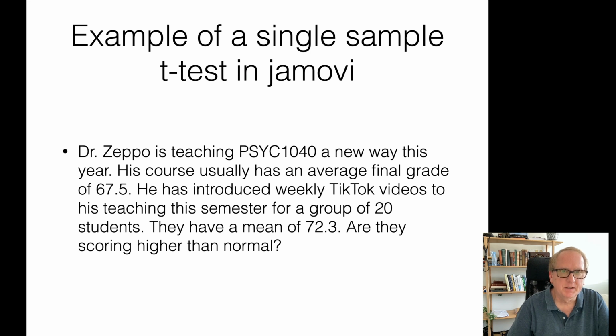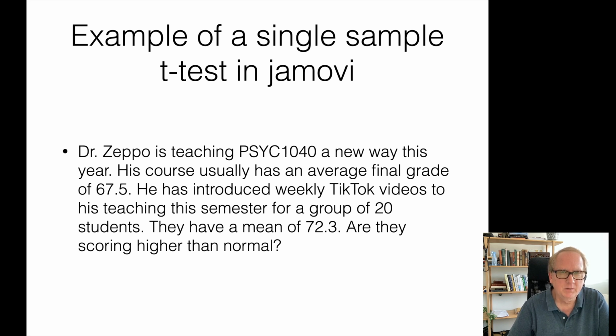Imagine we have a Dr. Zeppo who's teaching Psych 1040 a new way this year. His course usually has an average final grade of 67.5. But he's introduced weekly TikTok videos to his teaching this semester for a group of 20 lucky students, and they end up having a mean of 72.3 for their final grade. Are they indeed scoring higher than normal? Is this what we normally would expect if you are just in a regular course of Psych 1040, or is maybe TikTok actually having an effect?